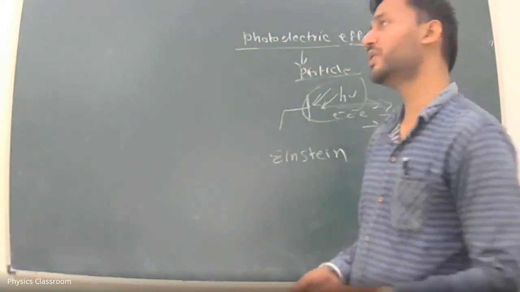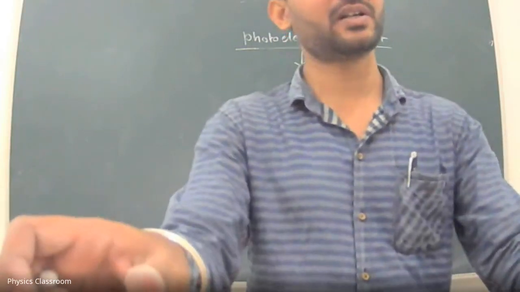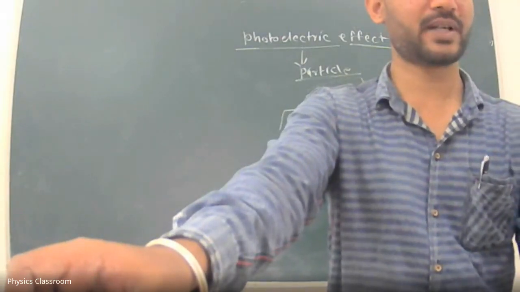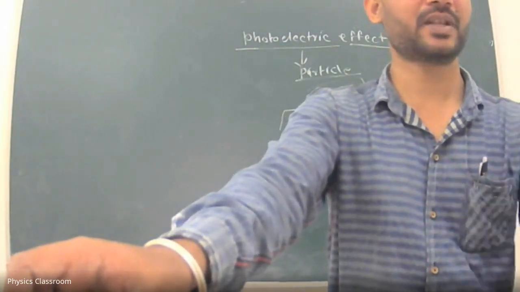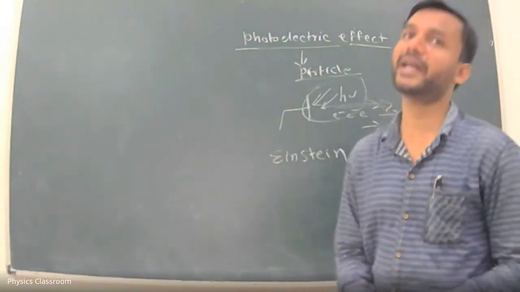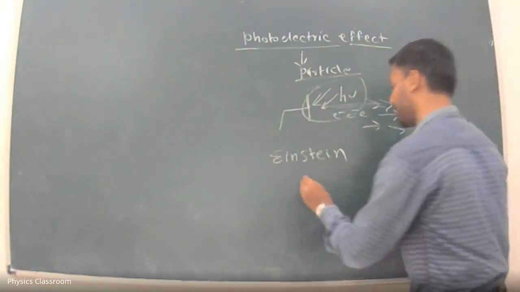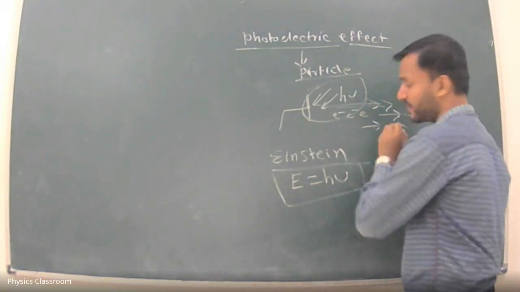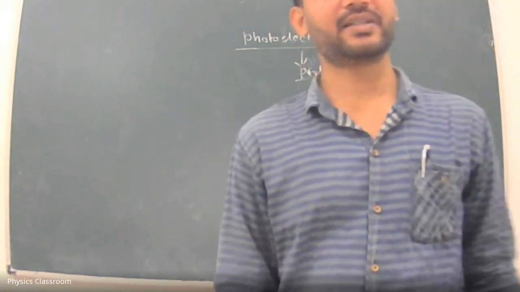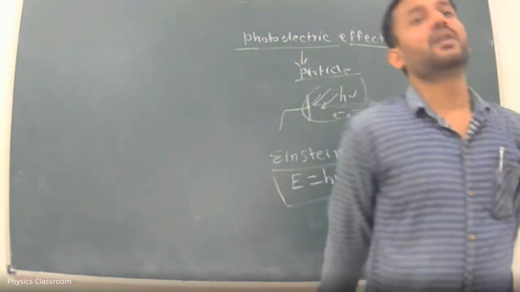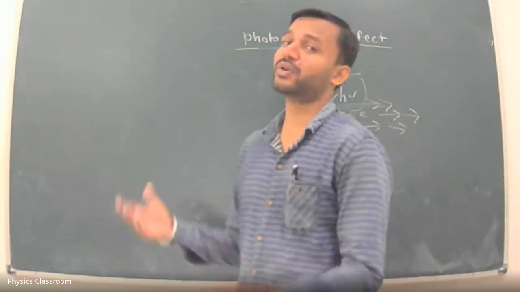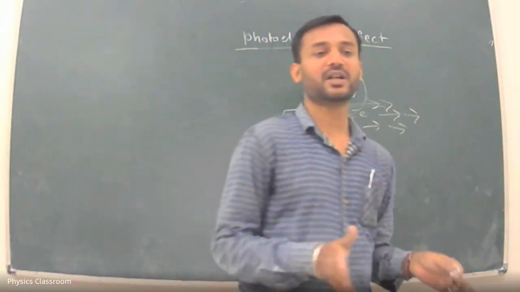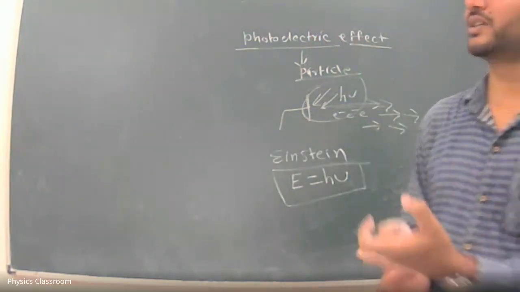After proving the photoelectric effect, Einstein gave an idea about the equation. From this famous equation, energy of radiation E is equal to h nu. We call it the photoelectric equation, and for this famous equation, Einstein got the Nobel Prize.